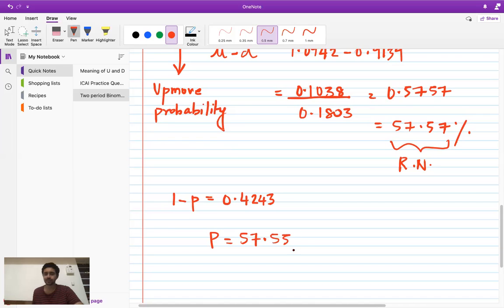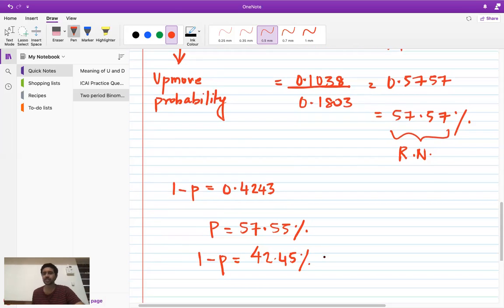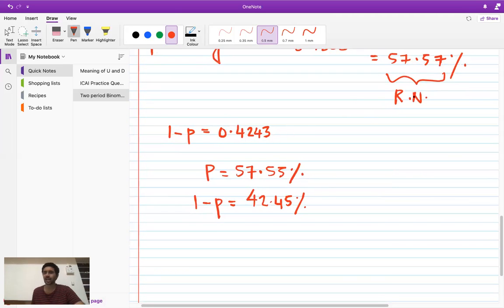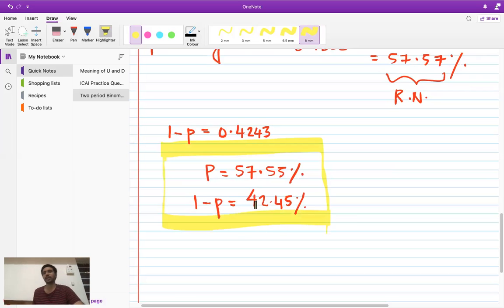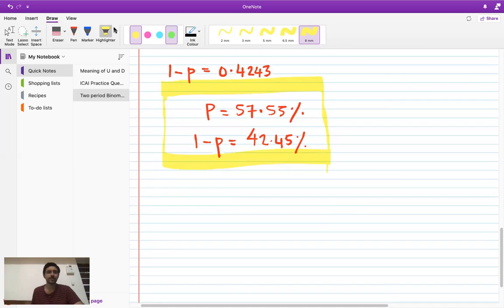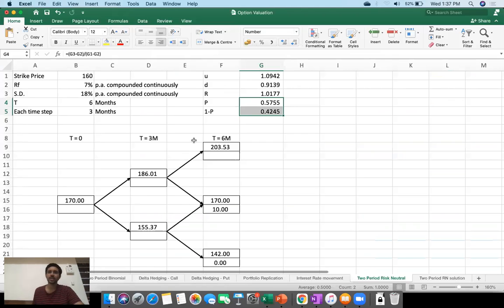57.55 percent and 1 minus P as 42.45 percent. These are going to be the final set of numbers. Hardly any change, it's just the last decimal which has changed. But for convenience, I had to take this. Apologies for the confusion. So our probability of up move is 0.5755, probability of down move is 0.4245.